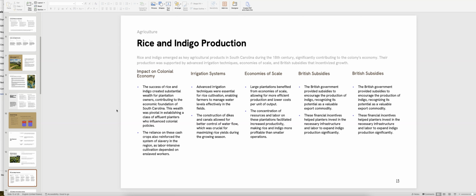What you're seeing as a difference, though, when you go to indigo, is that indigo requires a bit more specialized labor to grow it.